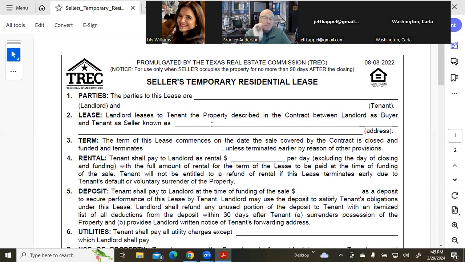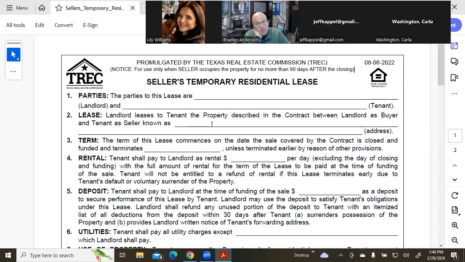The next important part is the money. Paragraph 4, tenant shall pay to landlord as rental a certain amount per day, excluding the day of closing, with the full amount of rental for the term of the lease to be paid at the time of funding of the sale. That means if the seller thought that they needed 7 days, but is only going to take 4, they're paying for 7 days and not getting that money back.